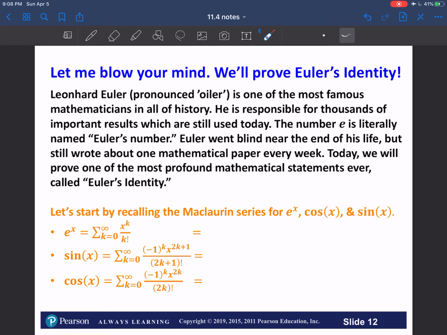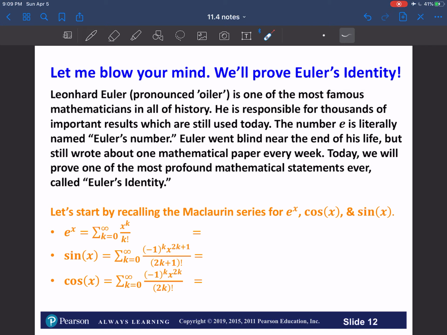All right, so what we're going to do is prove Euler's identity. Leonhard Euler is one of the most famous mathematicians in all of history. He is responsible for thousands of important results, which are still used today. The number e is literally named Euler's number. That's why it's e. And Euler went blind near the end of his life, but still wrote about one mathematical paper every week, which is absolutely insane. People that are alive today are lucky to get mathematical papers published once a year. So that is truly a remarkable feat.